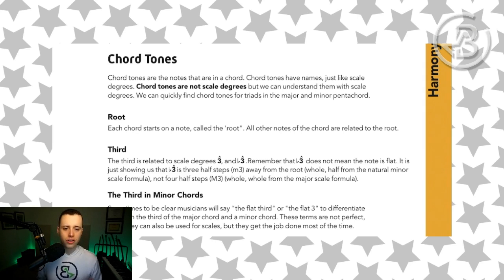So chord tones are the notes that are in a chord. Chord tones have names just like scale degrees, but chord tones are not scale degrees because they're part of a chord, not a scale. In a scale, one note happens at a time. In a chord, a bunch of notes happen at the same time, so we're going to give them different names so we can keep track whether we're talking about a scale or a chord. Now, even though chord tones are not scale degrees, because you already understand scale degrees, we're going to think about chord tones relating to scale degrees that you already know to help them make sense for you.